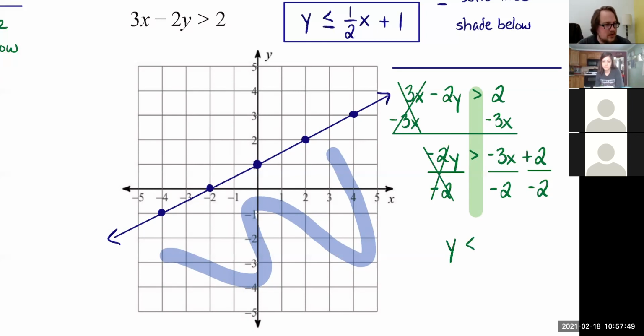On the right, going through, cleaning up a little bit, one division at a time. Negative 3 doesn't divide nicely by negative 2, but it does simplify to a positive 3 over 2x. And then 2 divided by negative 2 is going to give me a negative 1.